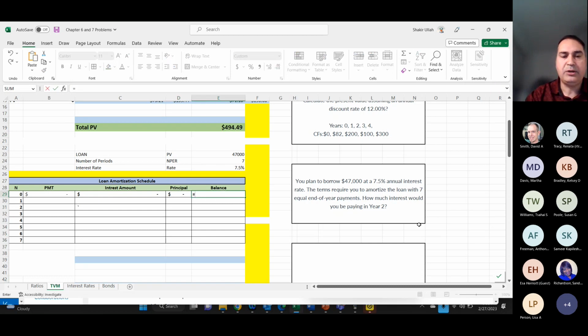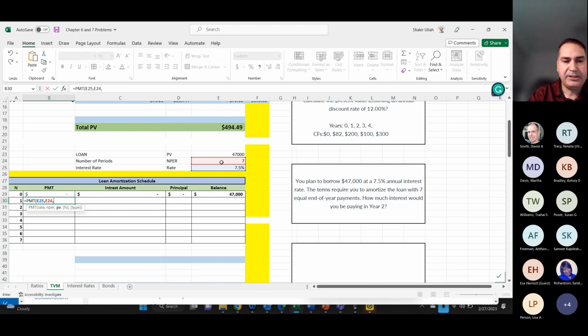And our balance in year 1 would be the total balance that we have borrowed, that is 47,000. In year 1, we will be making our first payment. So that would be equal to, I need to calculate this using our PMT function in Excel. It is asking for the rate, which is 7.5%. Number of periods are 7.